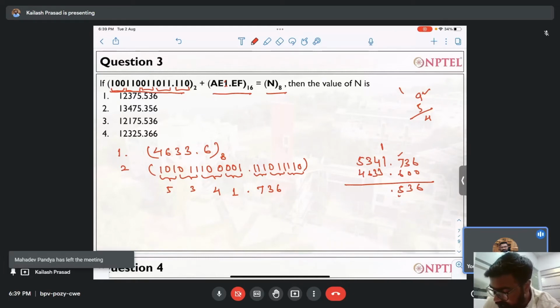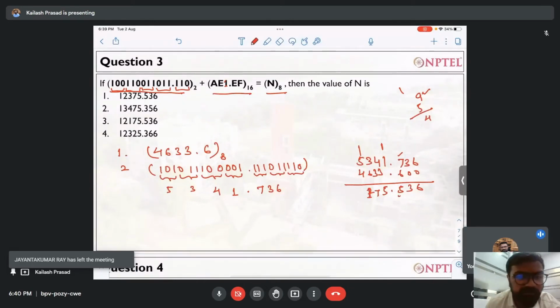Then 3 plus 1 plus 1, this will be 5, right? Then 4 plus 3, it will be 7. Then again 6 plus 3, anyone? 2 with a carry 1. Carry 1. In place of 2, there will be 1. In this place there will be what? 1, with carry 1, right? So that is correct.